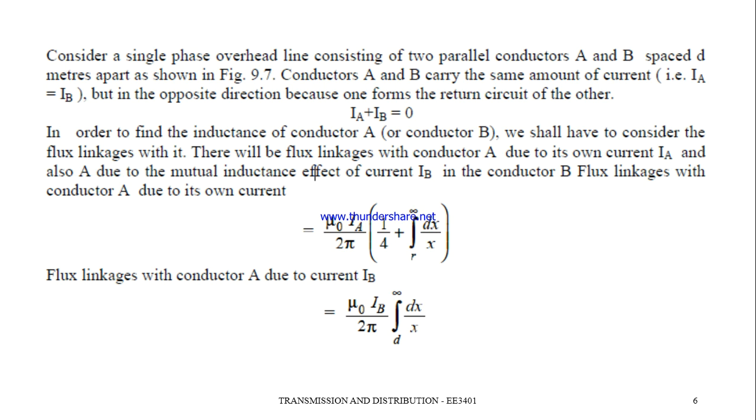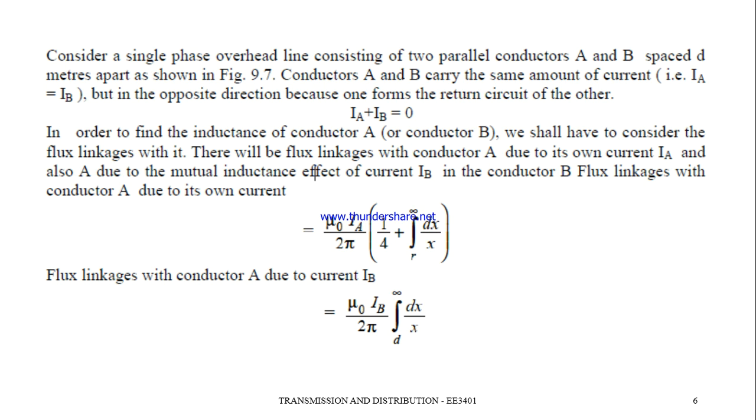Initially, let us find out the flux linkage of the conductor A, from which we can calculate the inductance of conductor A. First, let us have the flux linkage with the conductor A due to its own current, that is current IA. So it is mu naught IA by 2 pi into (1 by 4 plus integral of R to infinity dx by x). This is the flux linkage formula which we have derived.